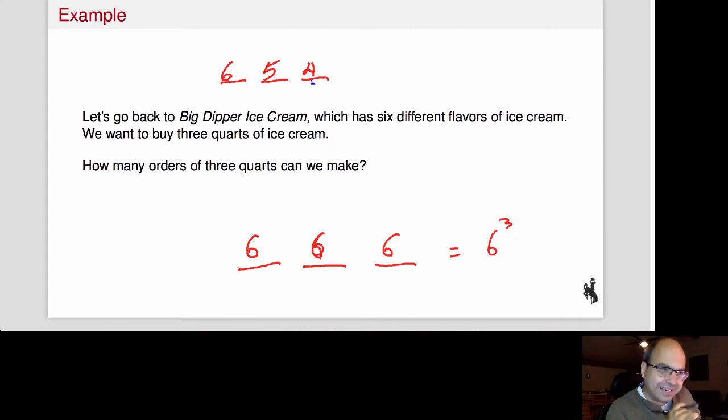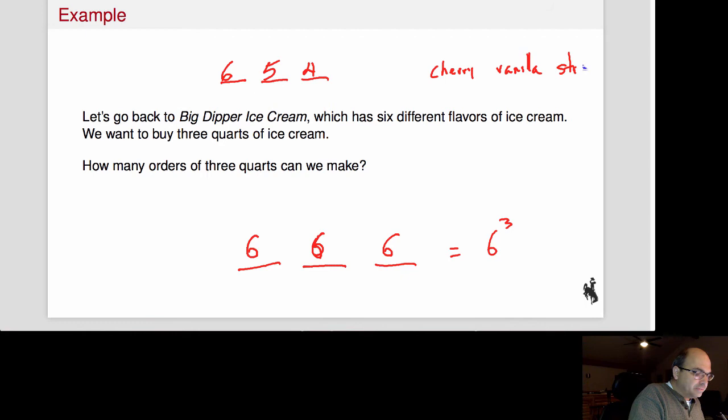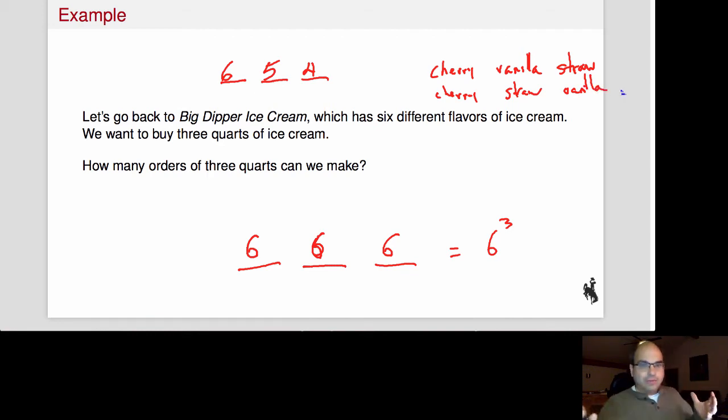Well, not exactly, because I could have chosen cherry, I could have chosen vanilla, and I could have chosen strawberry. Right? That's what I want to take home. But how can I tell the difference between that and cherry, strawberry, and vanilla? When I get home, I still have 3 quarts, and they're the same quarts, right? So in some senses, it doesn't matter in what order I made the order for these 3 things. So that's actually too many. I have to divide by the number of ways that I could arrange that ordering.